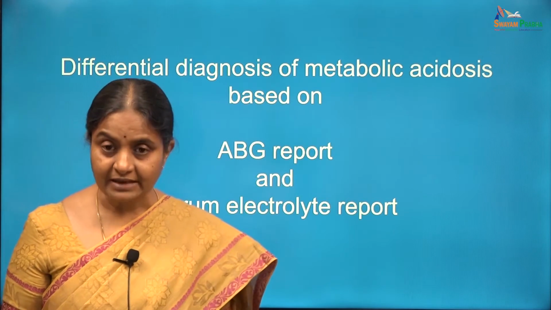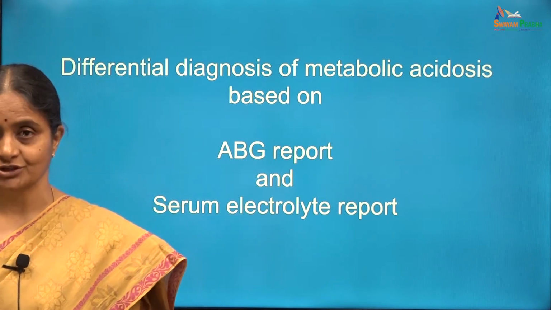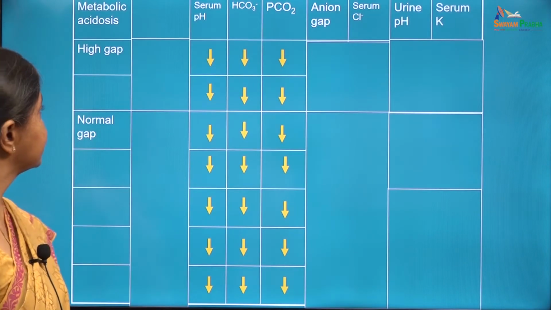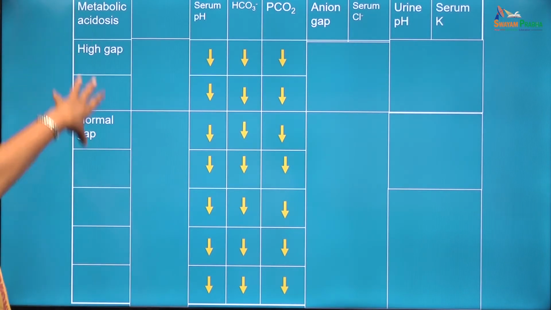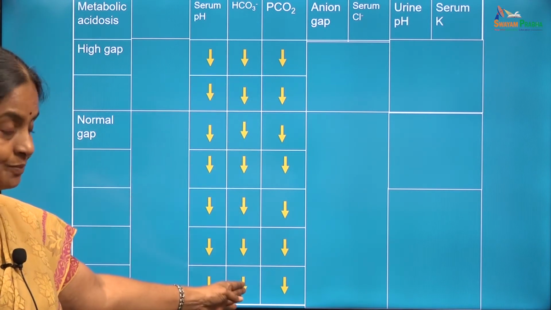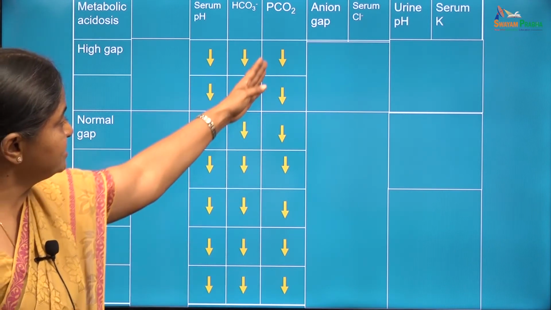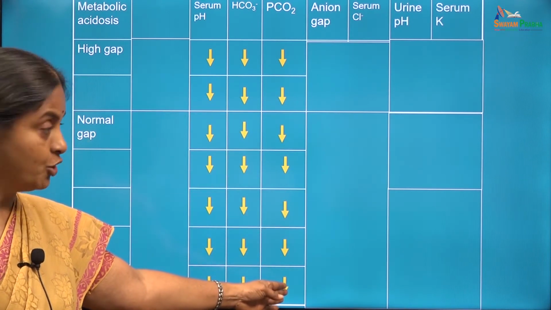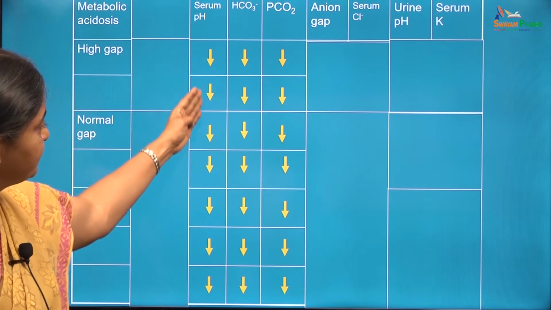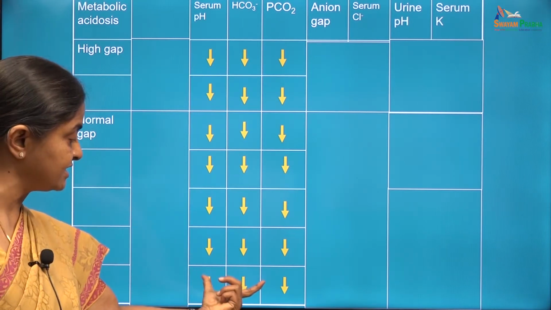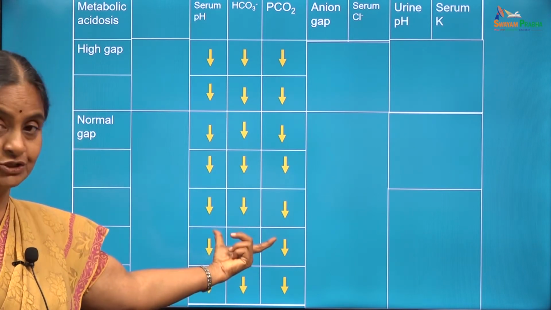Let us look at differential features of these acidosis. From the lab reports, what can we understand? In all types of metabolic acidosis, serum bicarbonate is low. As a compensatory mechanism, PCO2 is lower than normal. Serum pH is, however, lower in spite of the compensation, and that is what gives us the picture of metabolic acidosis.